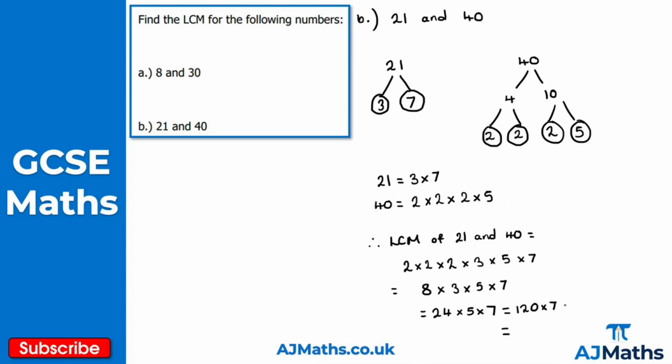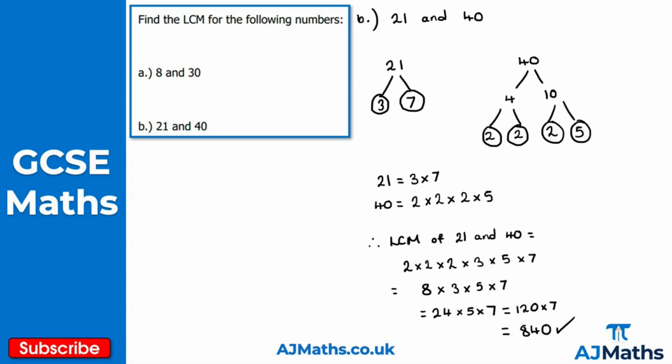Well, it's up to you whether you do this as column multiplication, or what I'm going to do here is think about 120 times 5. That would give me 600, and plus a 240 then from 120 times 2. I'm going to get 840 there. Okay? We get 840 there, the lowest common multiple of 21 and 40. And there we have it, so that's the solution for part B there.